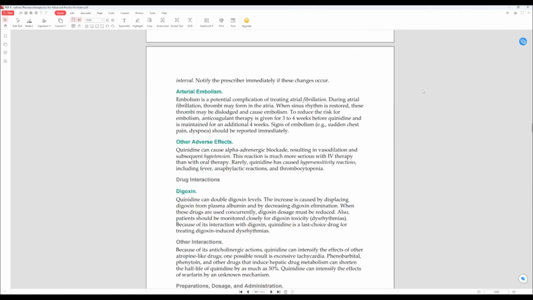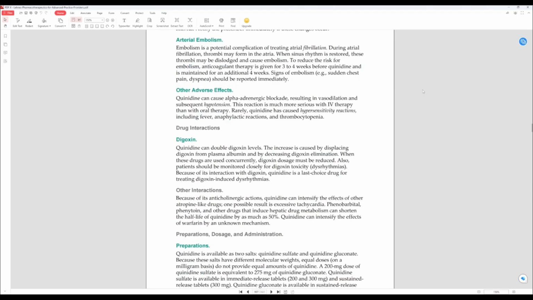Arterial emboli. Embolism is a potential complication of treating AFib. During atrial fibrillation, thrombi may form in the atria. When sinus rhythm is restored, these thrombi may become dislodged and cause an embolism. To reduce the risk for embolism, anticoagulant therapy should be given for 3 to 4 weeks before quinidine and is maintained for an additional 4 weeks. Signs of embolism, which are common sense, are sudden chest pain, dyspnea, and shortness of breath. These should be reported immediately.